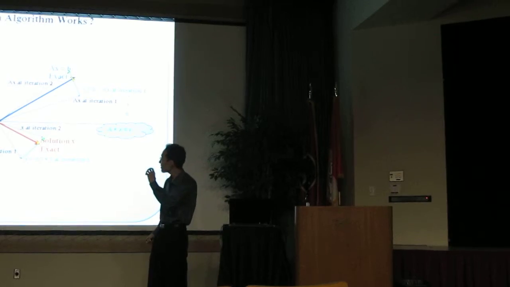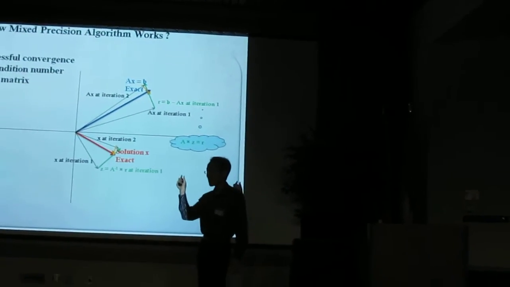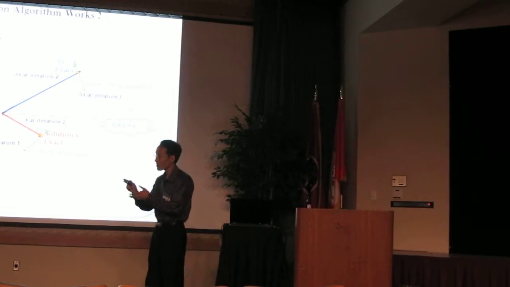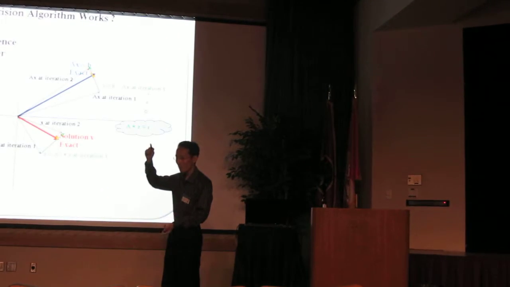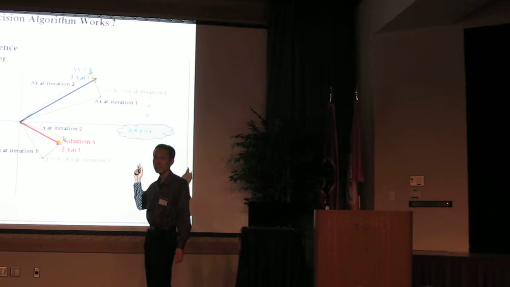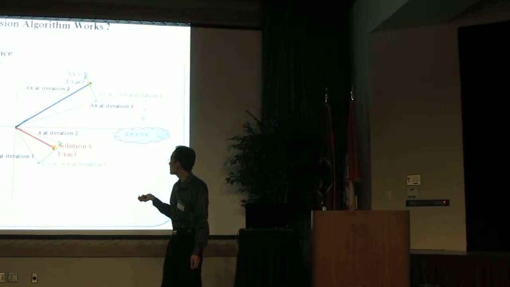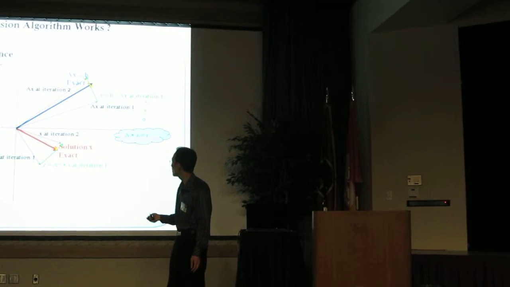This means that if one of the elements in the matrix changes a little bit, the solution changes by a substantial amount when the condition number of the matrix is large. So we have to choose the precision according to the condition number of the matrix.